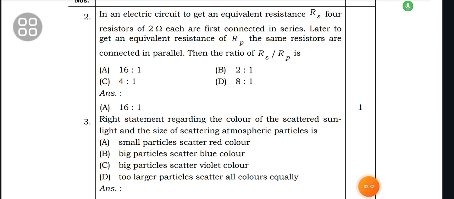Question number 3 is: write the correct statement regarding the color of the scattered sunlight and the size of the scattering atmospheric particles. The answer is that too large particles scatter all colors equally. If the particles are too large, they will scatter the light equally and uniformly. So the statement is correct, and the answer is option D.